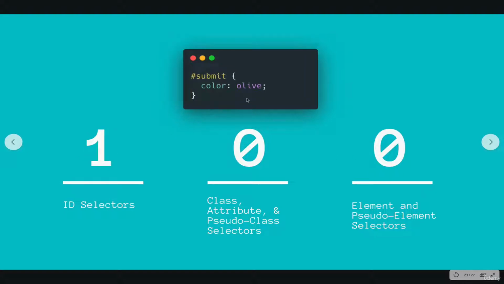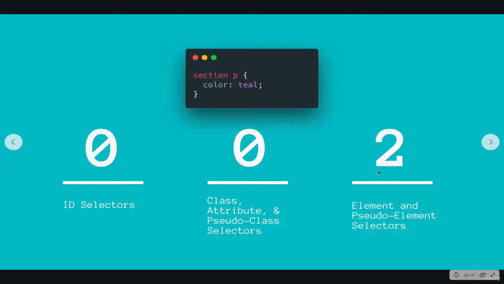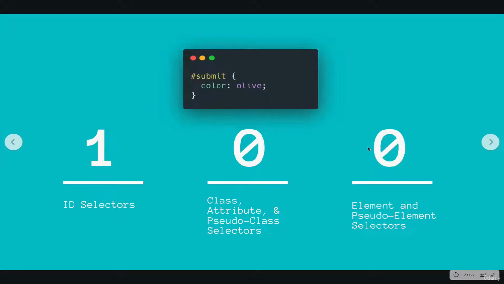Now here's another example. If we have an ID, we put 1 right here, or if we had 2 IDs being used, we would put 2 there. And then we read it from left to right, and we get 100 as a score. So you can see that these count for 100 times more than a single element selector, or a class selector counts for 10 times more. So if we were comparing these two, this selector is far more specific.